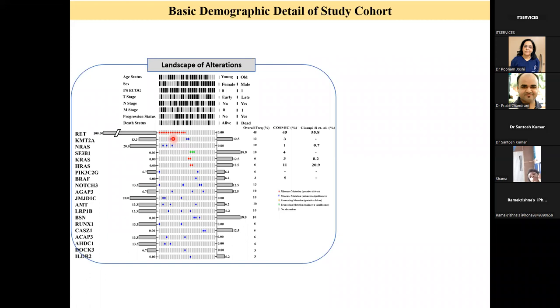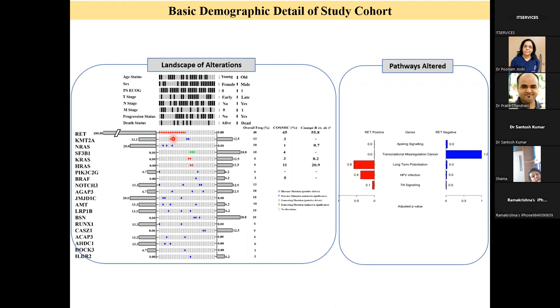So we started digging more into this, and we took all the genes and identified their pathways which are altered between RET positive and RET negative cohort, and we see a completely different molecular pathway driving these two different tumor types. In RET positive cohort, we see long-term potentiation pathways, we see HPV infection related pathways to be highly upregulated, and these patients are negative for HPV. So these pathways are not actually driven by HPV, but maybe RET alteration is contributing to activation of this pathway. This is further to be tested and validated. We haven't yet confirmed this finding, but it seems like this is how it is happening.